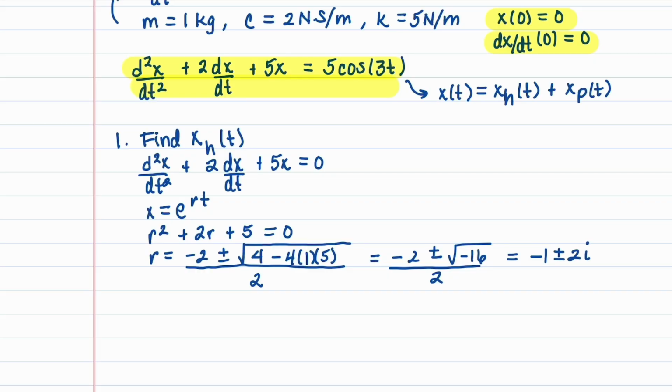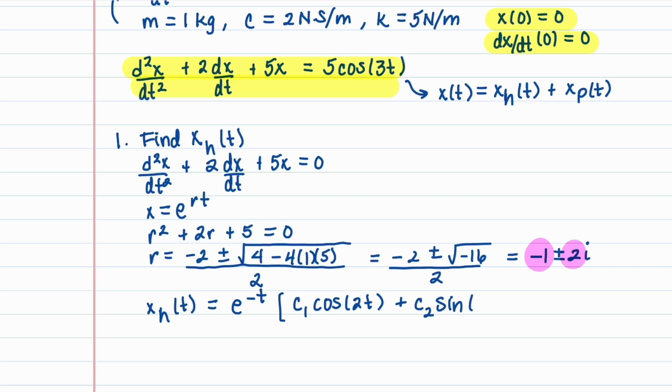This gives us the homogeneous solution x sub h of t is equal to e to the minus t, that comes from this term right there, times c1 cosine 2t. The 2 comes from that term, and then we add c2 sine 2t. I'm going to highlight that because we're going to come back to that in just a few minutes.